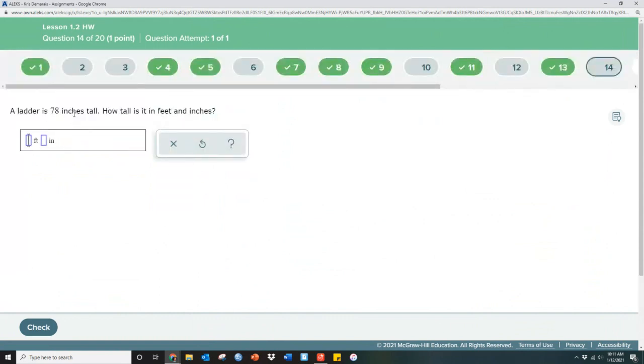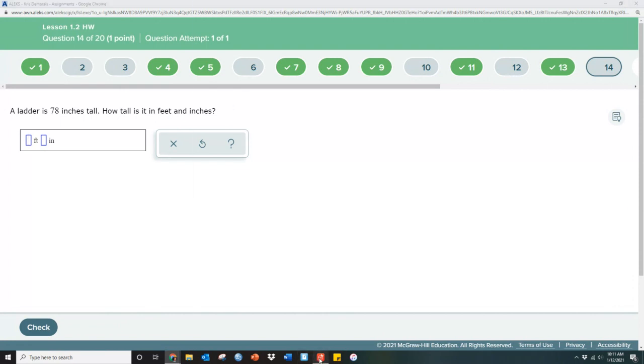A ladder is 78 inches tall. How tall in feet and inches? So the thing is that when we talk about converting this 78 inches over 1, we're going to convert that to feet. We have to think about, well, there's 12 inches in 1 foot. Well, when we divide this out, right, because the inches will cancel out the inches, we're not going to get a clean hit here. Watch. 78 divided by 12 gives us 6.5.